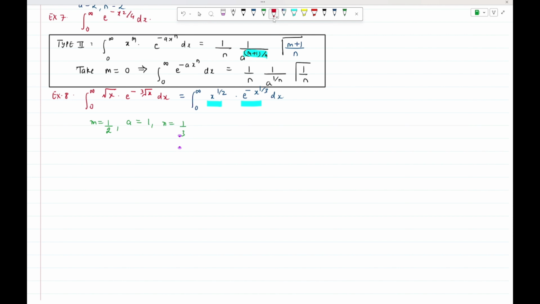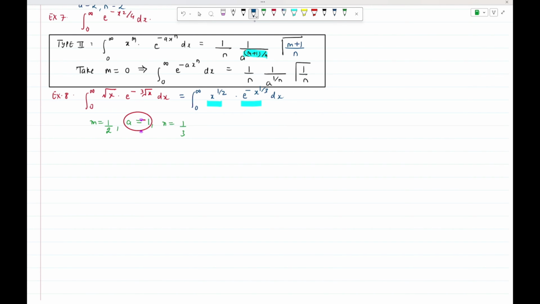Here I would just like to give you a heads up that many times students make the mistake of saying that a is equal to negative 1. So please remember that when you do type 1 and type 2, the coefficient of x raised to n by default is supposed to be negative. So here the negative sign is not because of a, it has to be negative.